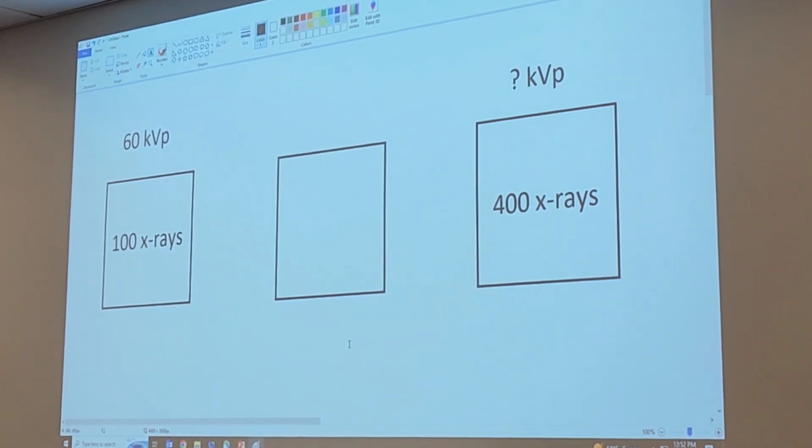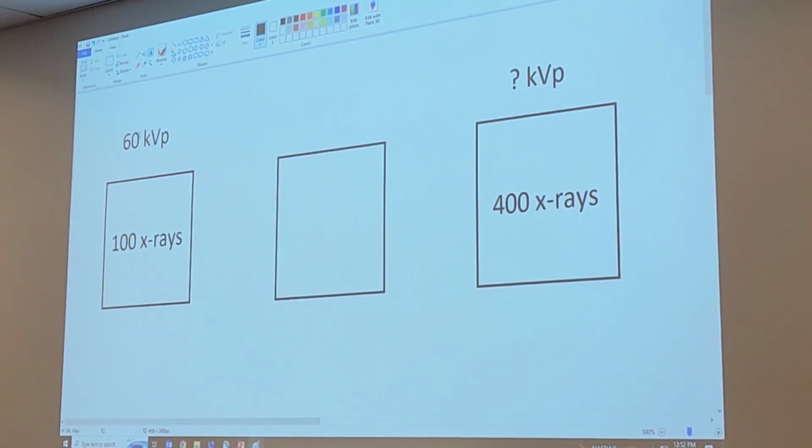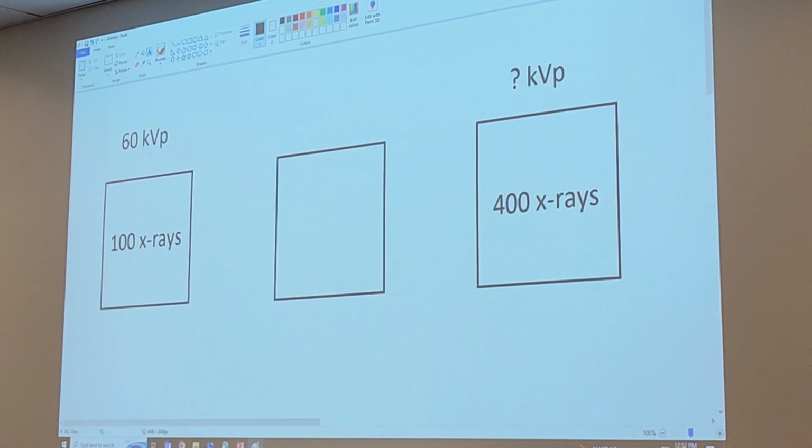So I will use my 15% rule. My 15% rule says that every time I go up 15% here, I double my intensity, I double my exposure. So we said 15% of 60 is what?